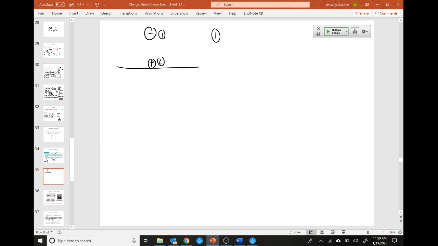So the mass of 1 equals who knows what? I don't know. It doesn't tell you. The charge of 1 equals positive or negative 10 e to the negative 9 coulombs. The mass of 2 equals 15 milligrams. So I'm going to write milligrams, but then I'm going to immediately convert that. So 15 times 10 to the minus 3 grams.